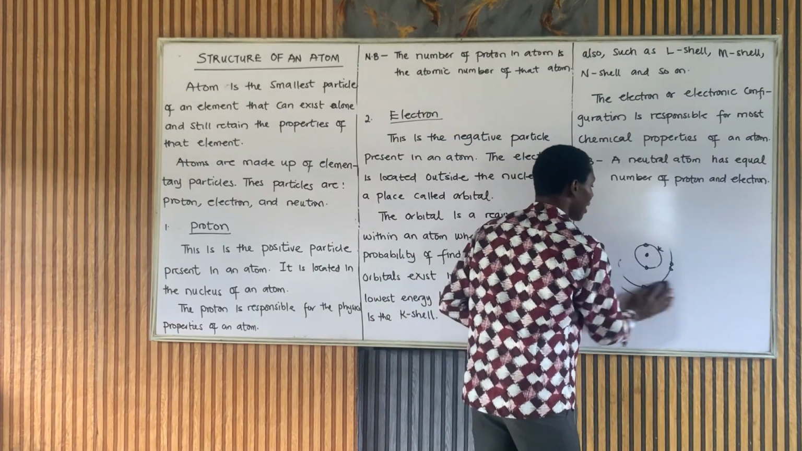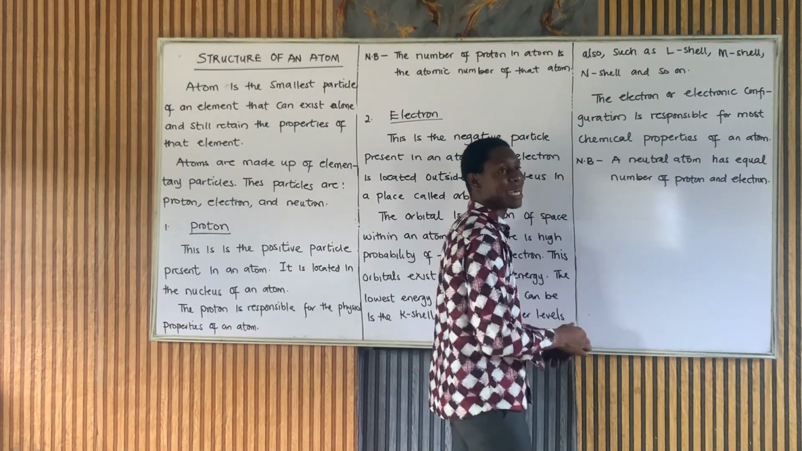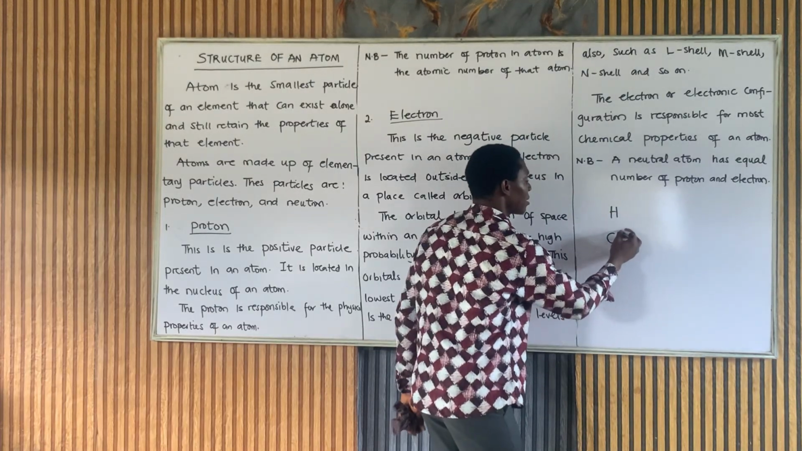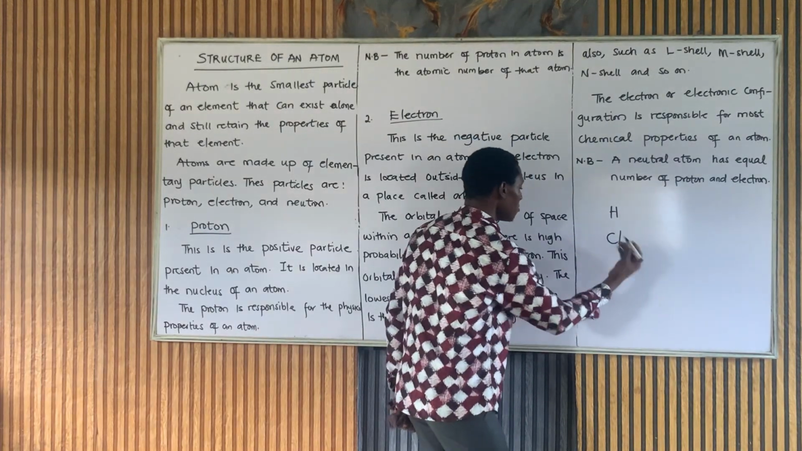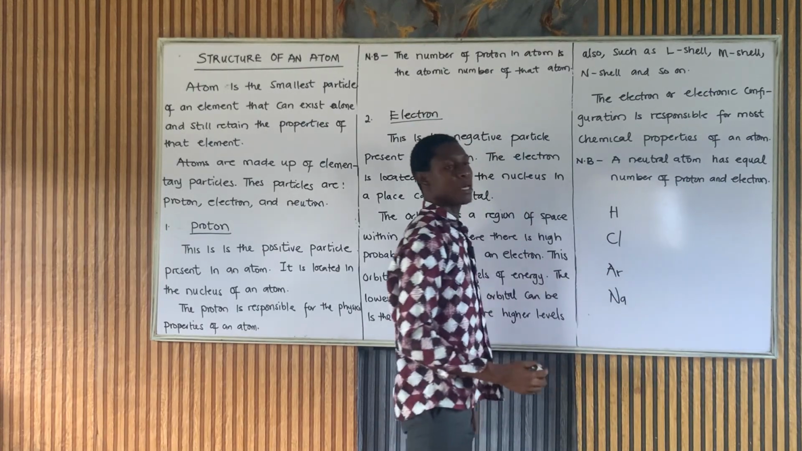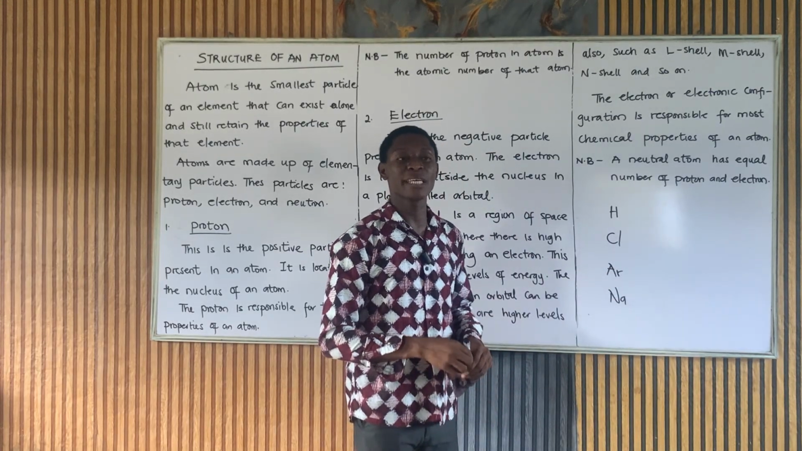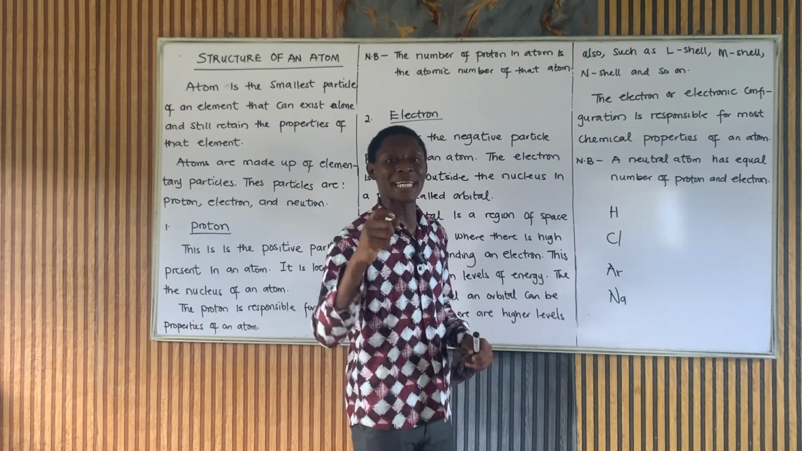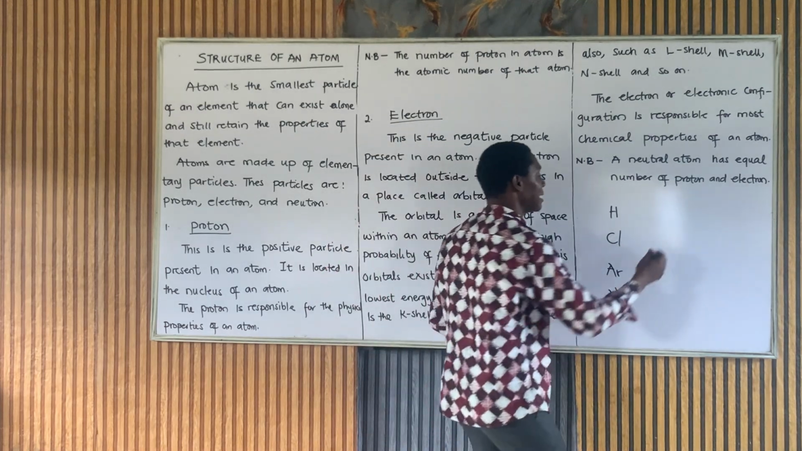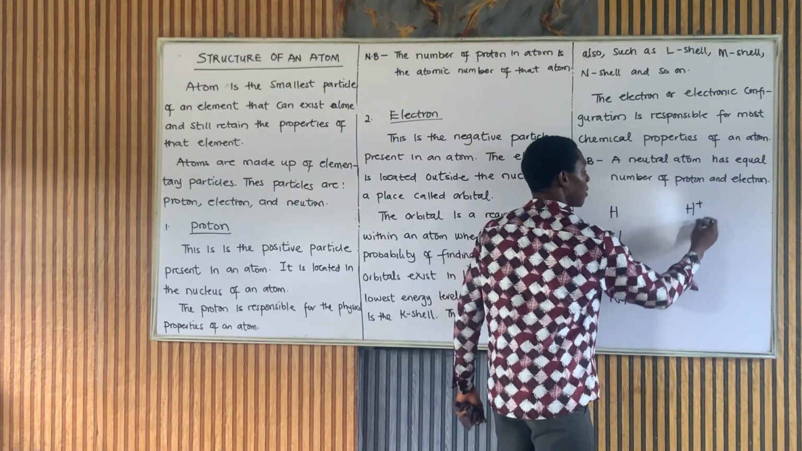How do you know a neutral atom, for instance? Neutral atoms are written in this way: H, for instance, Cl, for instance. These are all neutral atoms. If an atom is not neutral, then you say it's a charged atom or an ion. Either you say charged atoms or ions, and they're written like this, for instance.